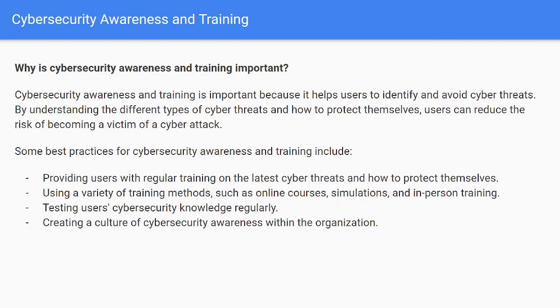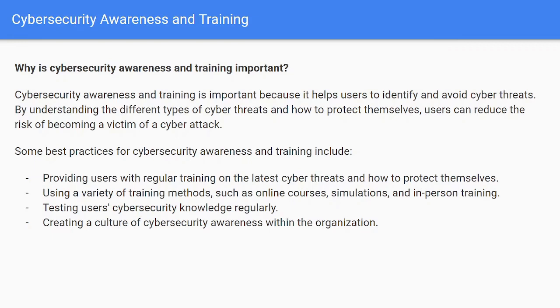What are the best practices? Number one is providing users with regular training on the latest cyber threats and how to protect themselves. Remember that you have to bring it to the front of their mind, to the focal point. Not that you train once in 2 months or once in 3 months, it will not enter. If possible, have trainings every single month about cybersecurity.